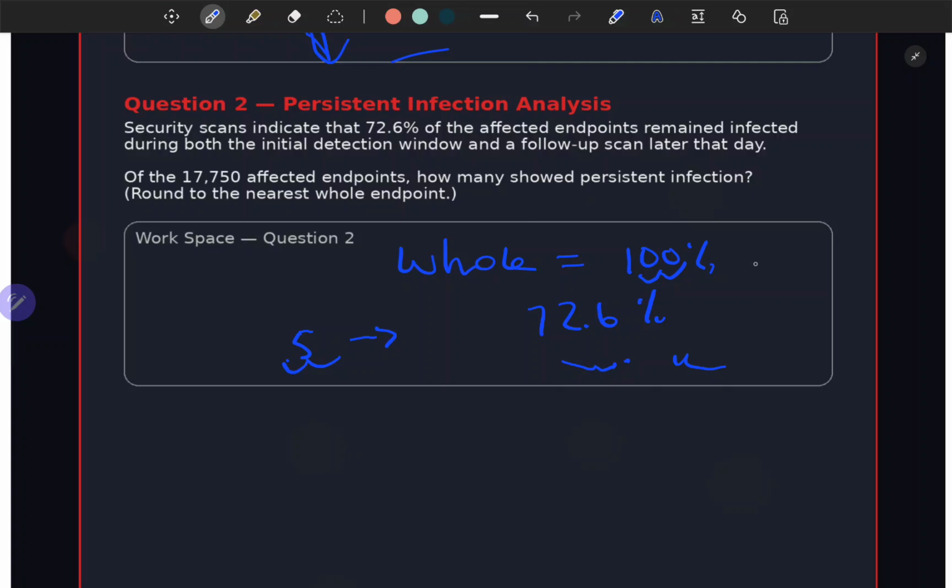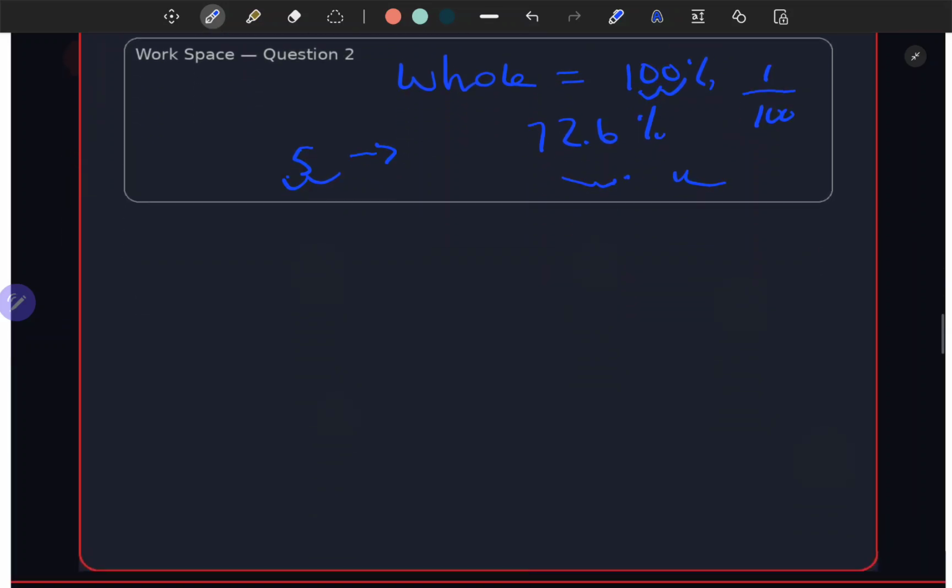Also, over 100, right? So this can be represented as a fraction as well. You may not need that for any of these problems, but just know that when we're dealing with percents, we can deal with percents, we can deal with decimals, we can deal with fractions, and they're all still part of 100, right?